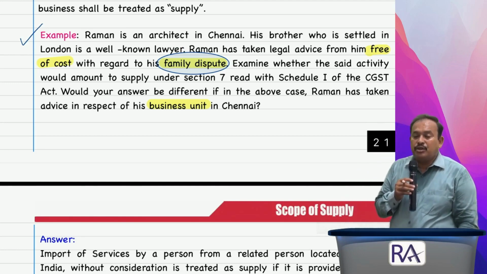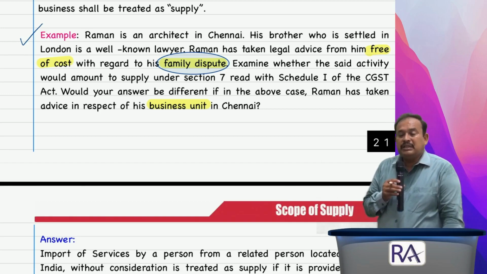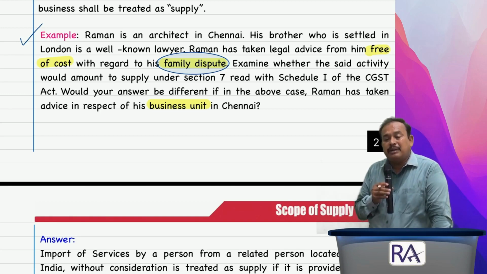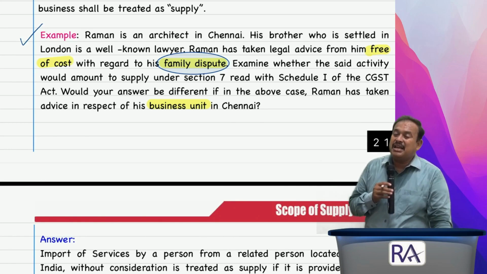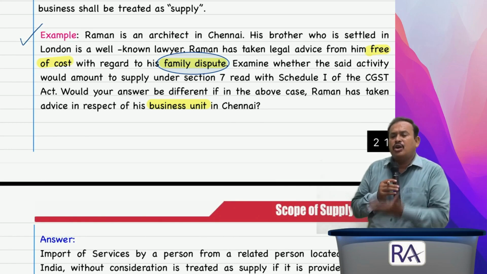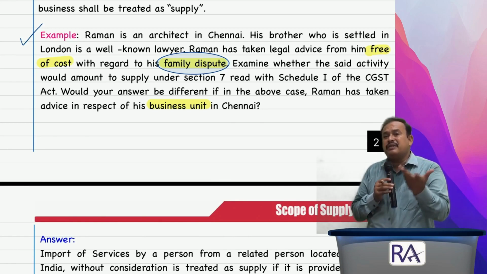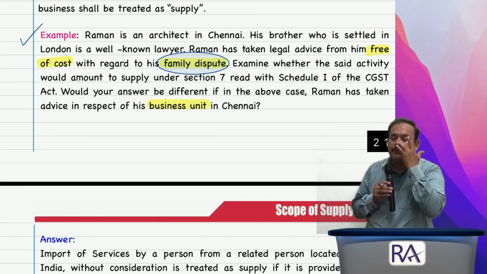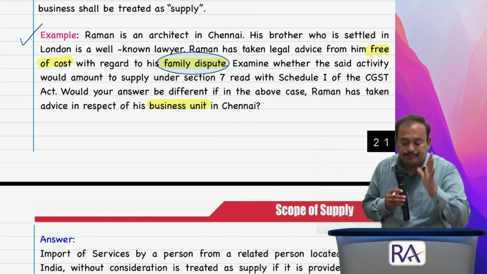Not covered under Schedule 1, point number 4. Since it is not covered under Schedule 1, point number 4, therefore here we will treat it as supply only when there is a consideration. Free of cost, no consideration, not covered under Schedule 1, point number 4. Therefore, it is not taxable.